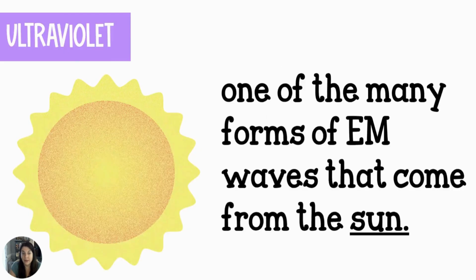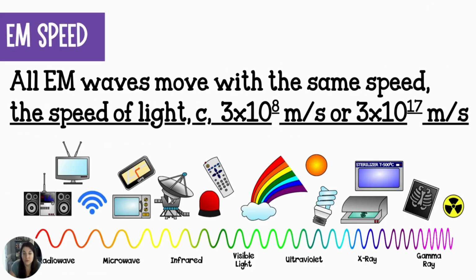So that is the electromagnetic spectrum. 7 parts. They are moving at the speed of light, which is 3 times 10 to the 8th meters per second, or 3 times 10 to the 17th nanometers per second. Apologies. I will make sure that is fixed. So if your teacher is using this in real life, it probably says nanometers.